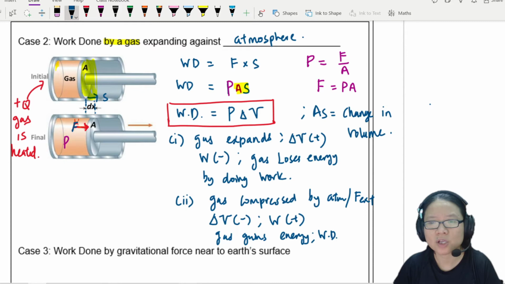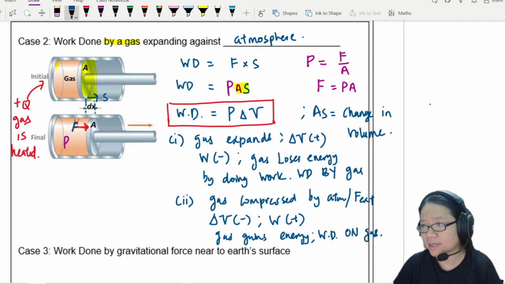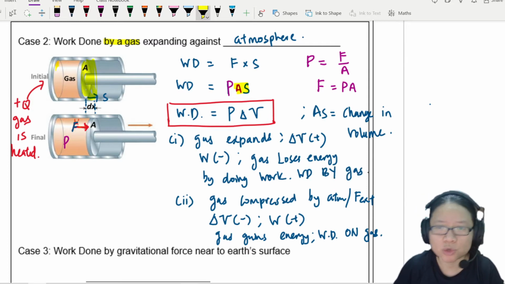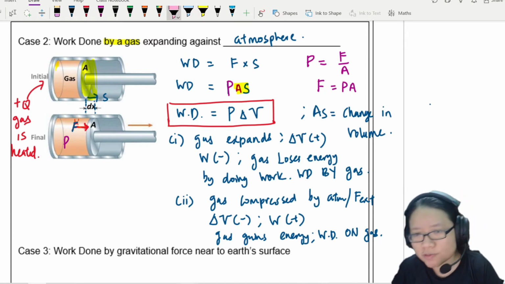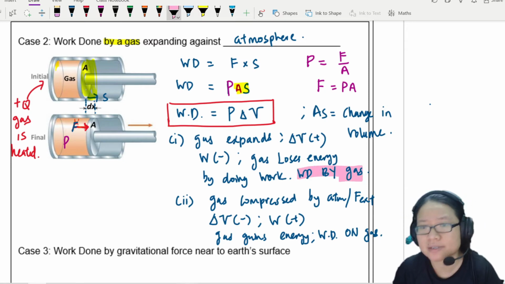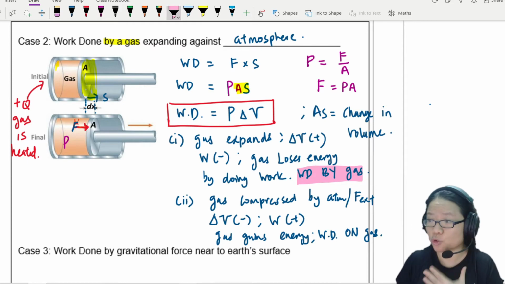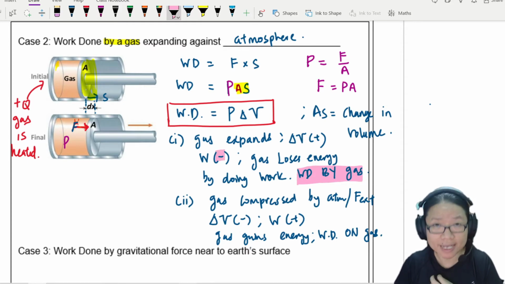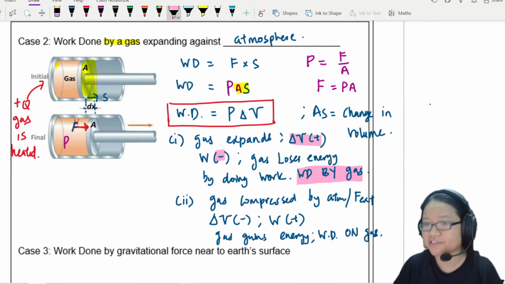Work done on gas. This one is work done by the gas. Look at the language that we use. Okay, so if it's work done by the gas, I do work. My name is gas, I do work. My energy decreases, W is negative. But when I do work, I expand. So my change in volume is positive.